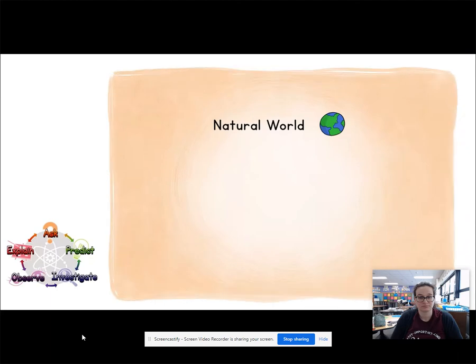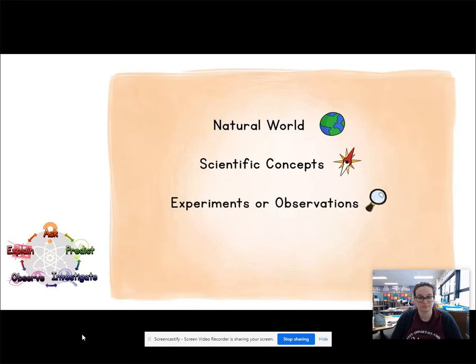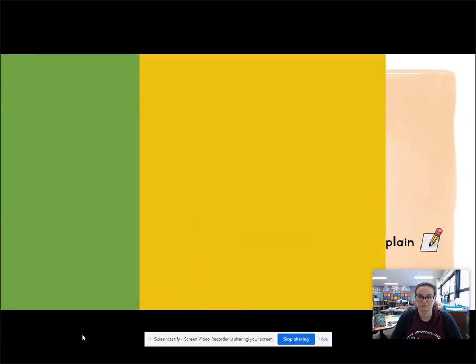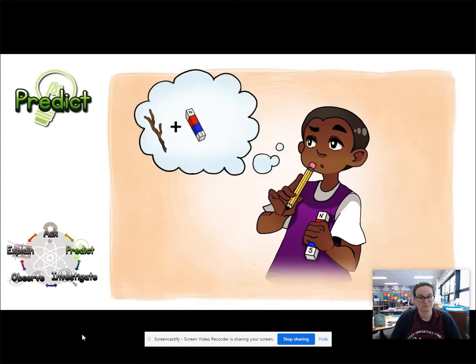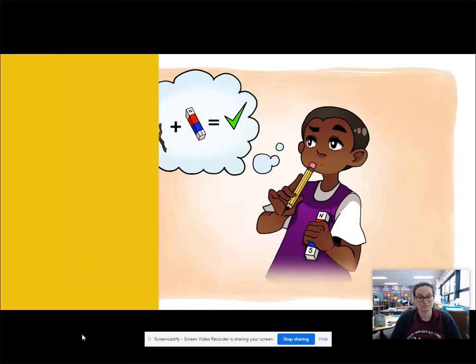A testable question should focus on the natural world, such as an object, organism, or event. It focuses on the scientific concept rather than your personal opinion or feelings. It can be answered through experiments or observations, and guides you to use the evidence and data you gathered from the investigation to explain your findings. Once you've developed a testable question, you're ready to make a prediction. In the predict stage of the scientific inquiry process, you use your past experiences to suggest an answer to your question and explain your thinking.